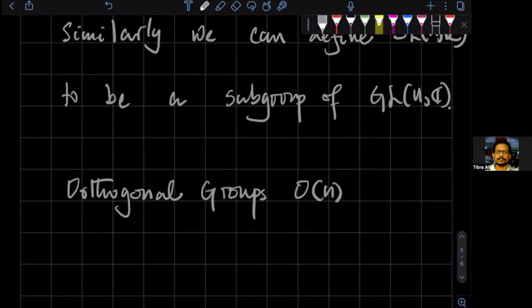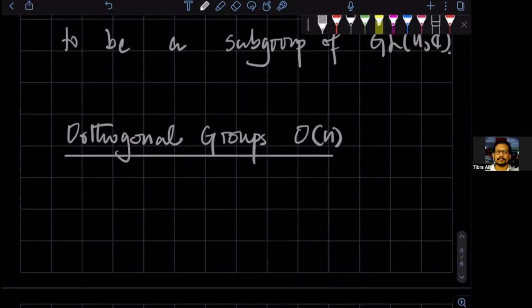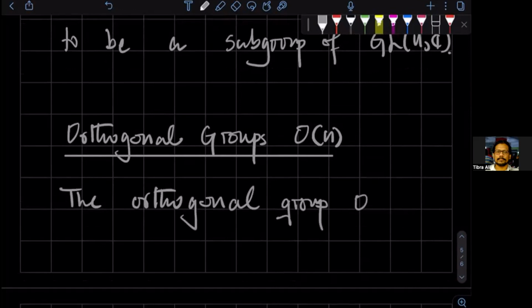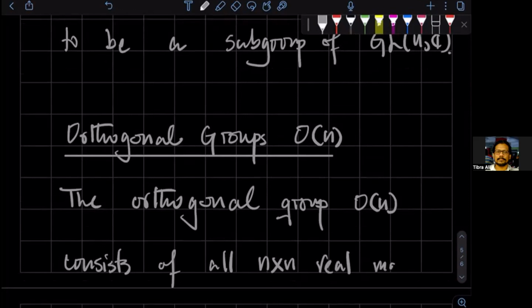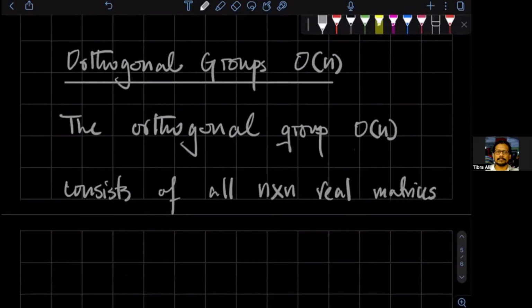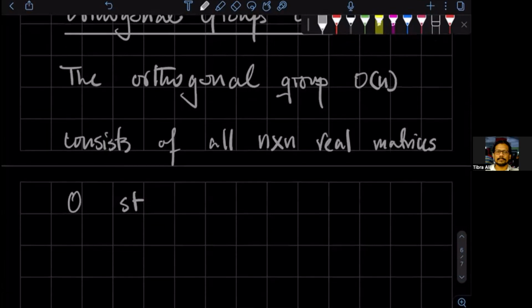O(N). Okay. So the orthogonal group O(N) consists of all n by n real matrices O such that O transpose O is 1. Right?